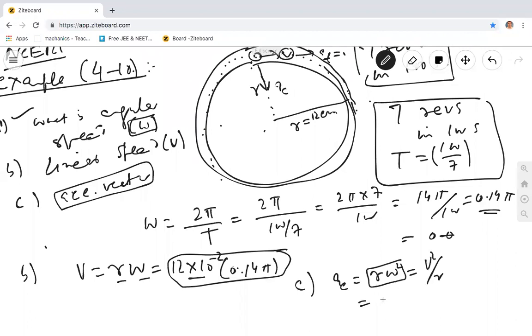You substitute r is 12 centimeters, and omega square, that is 0.14 pi whole square. If I find the value, that is 2.3 centimeter per second square. That is centripetal acceleration. It is the only acceleration, and the direction is towards the center, as there is no tangential acceleration. I want to remind you, if the speed is constant, then tangential acceleration is 0. If speed varies, only then there is tangential acceleration.